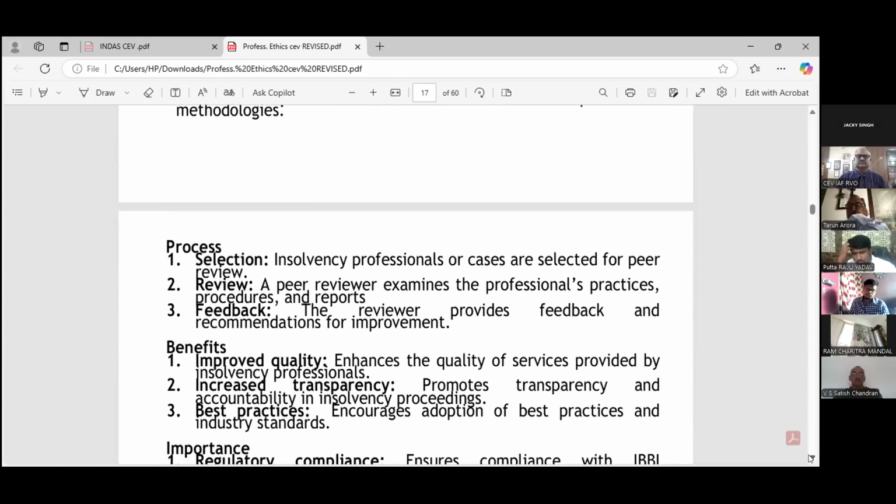Then with the process, selection of insolvency resolution cases as per peer review, the peer reviewer examines the professional practice and procedural report. We are talking about both IBC cases as well as normal companies. Feedback: the reviewer provides feedback and recommendations for improvement. They generally receive the feedback from the peer review team of the RVO, and feedback is very important for us. If we receive the feedback, then we can make improvements at a later stage.